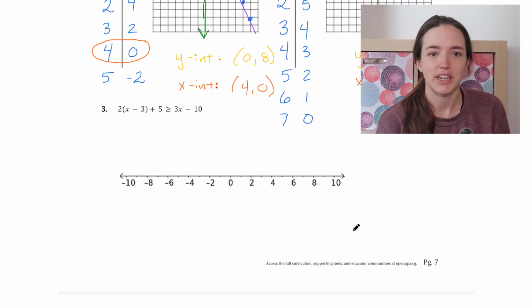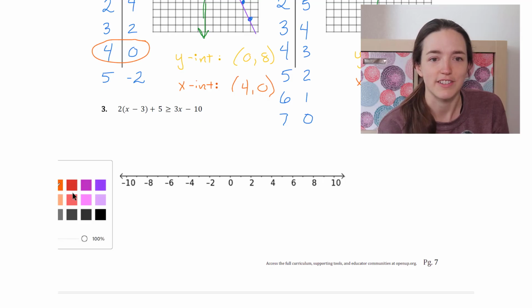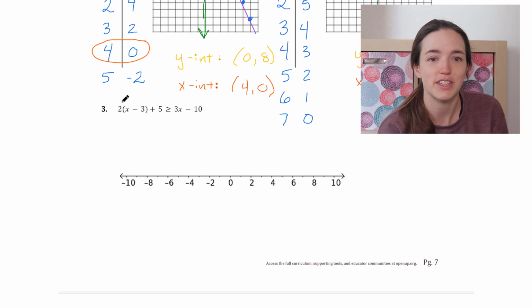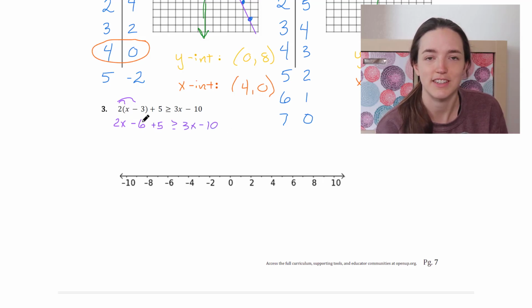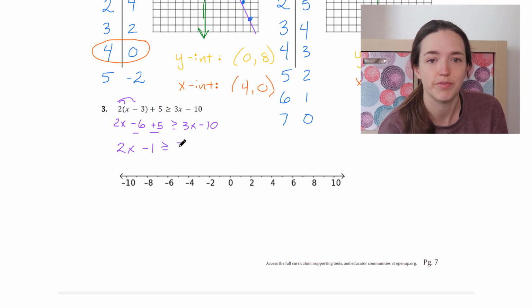Okay, last thing we have to do is solve the inequality, and there's a lot going on here, but I see parentheses, so the first thing I'm going to do is distribute. 2x minus 6. There's still a lot going on. I think I can make this side simpler by combining the -6 and the 5. So that would be 2x minus 1. I'm going to have to continue this underneath. I don't have enough room.